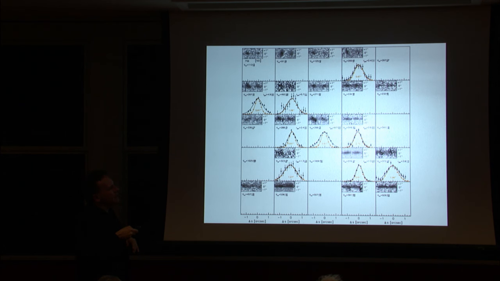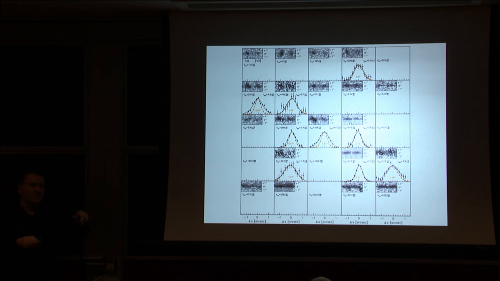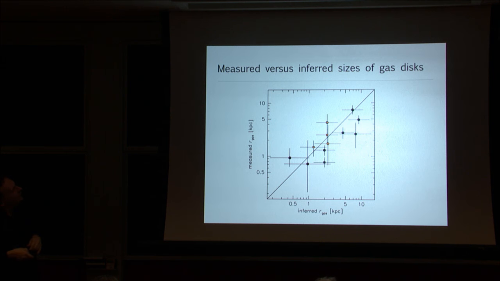And then you can actually measure the gas size by fitting an exponential profile to these things and taking the seeing into account. And you get a radius for the gas out of this, for the ones where we have a star. And then you can do the obvious thing and compare the measured radius from this to the predicted radius based on all the previous slides. And so this is what you get.